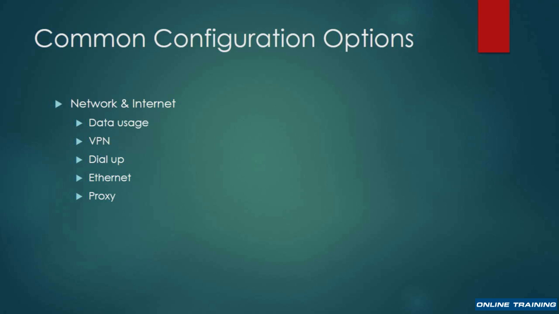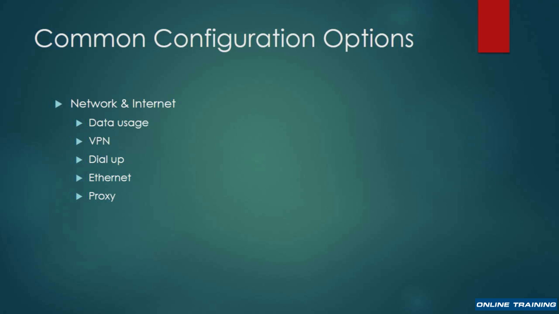Network and internet is the location you're going to go for anything related to network connectivity. So we have Ethernet, which allows you to get into the properties and see the status of your local area network connection. You would have Wi-Fi listed if you had a wireless adapter. And we also just had data usage. We had a couple remote access, so we go there to create and manage VPN connections, to create and manage dial-up connections, and then to configure proxy server settings.